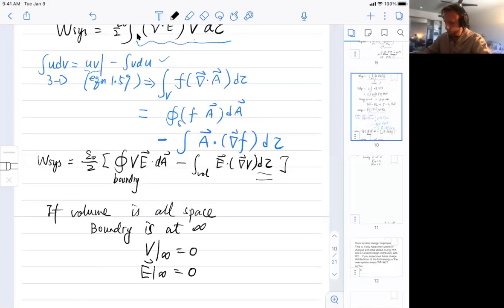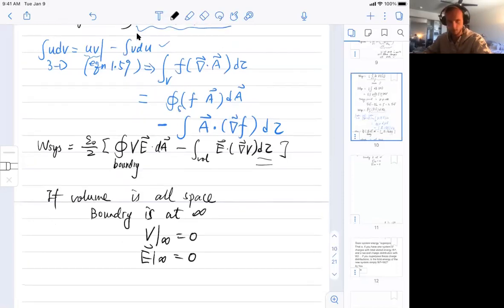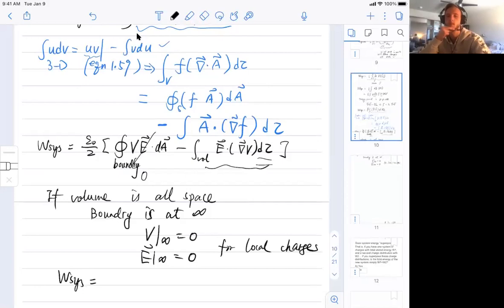No matter what your charge distribution looks like, but of course they are for local charges, meaning that your charge is not infinite. You're not going to have some infinite sheet or infinite rod. Those are not local charges, but anything else has to die away at infinity. That's only physical. So for those charges at the boundary, these terms are 0. So you're left with just the second term. So the energy of the system for a continuous charge distribution becomes this.